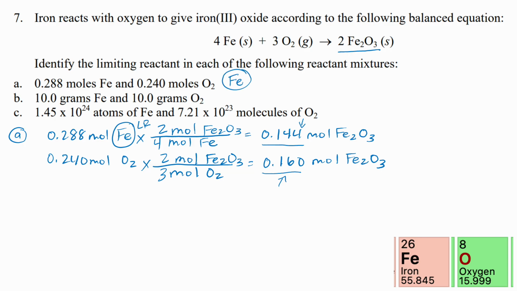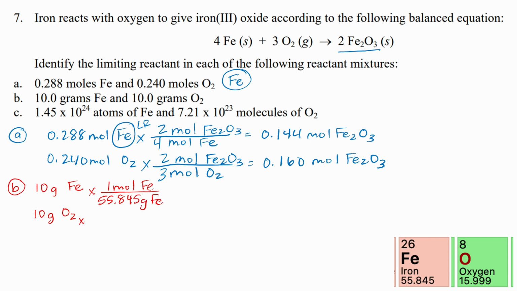Now let's do the same process for B. So in this case, we are in grams. We need to get out of grams and get into moles. I know in 1 mole of iron, that's equal to the molar mass of iron, which is 55.845 grams. And same goes with my O2. I know 1 mole of O2 is equal to the molar mass of O2, which is 31.998 grams.